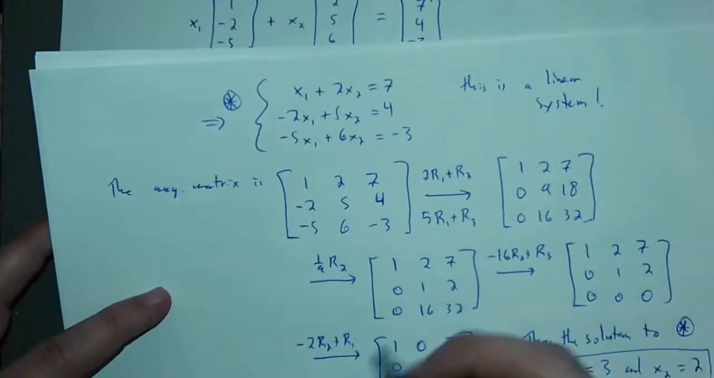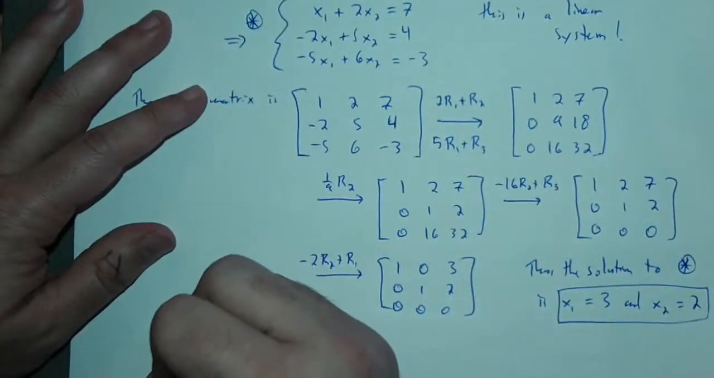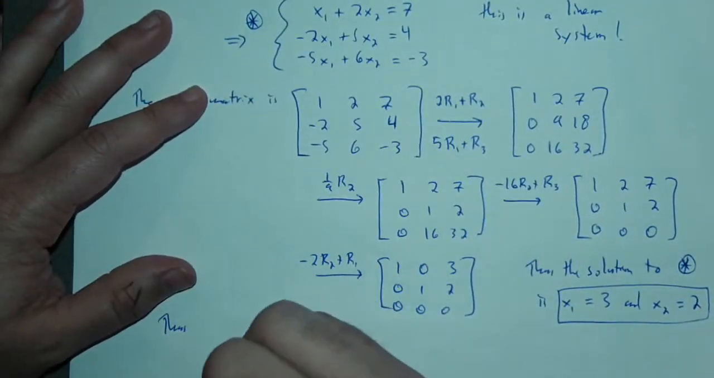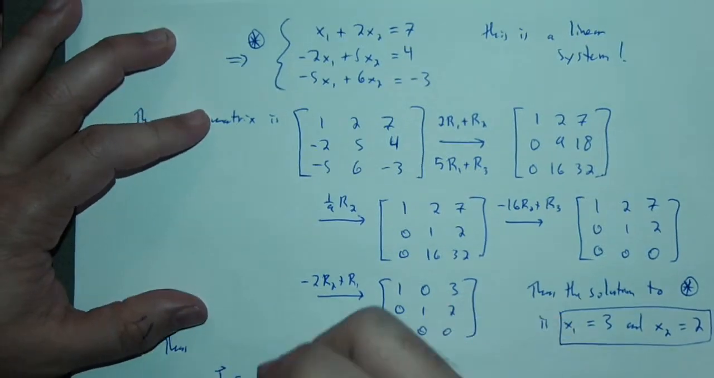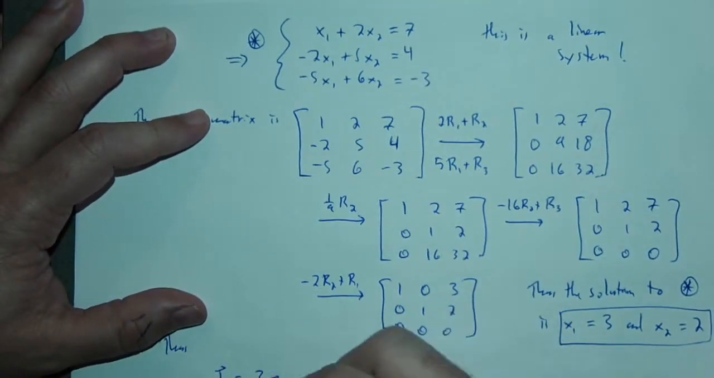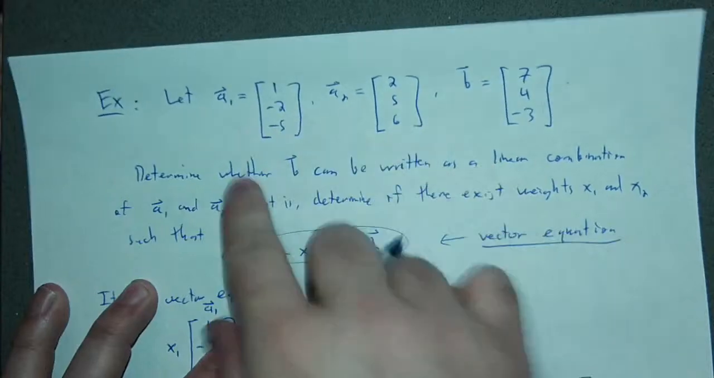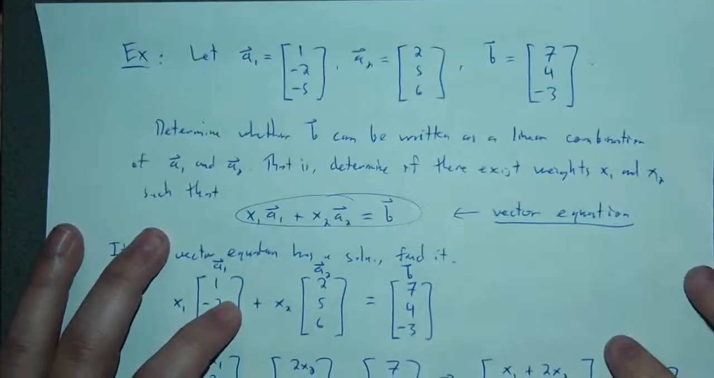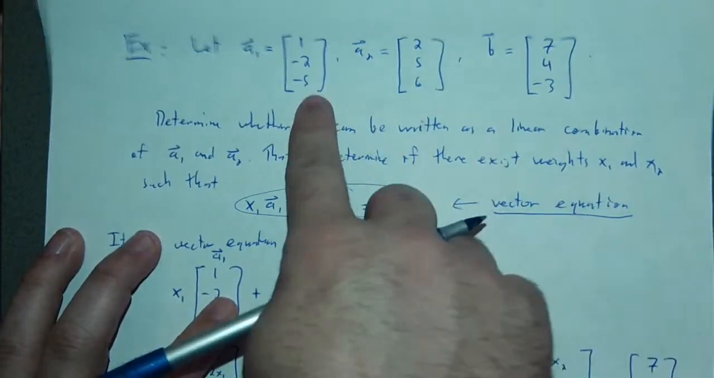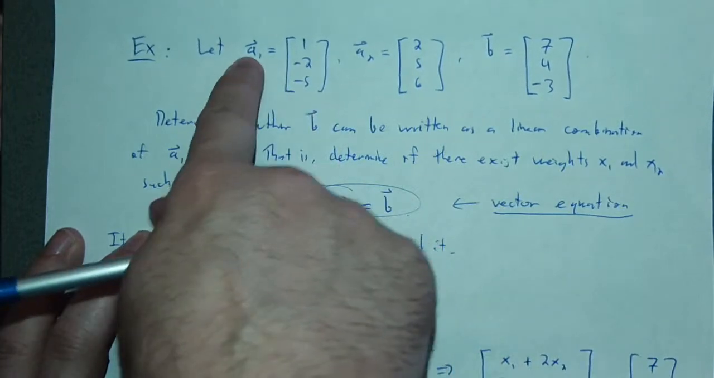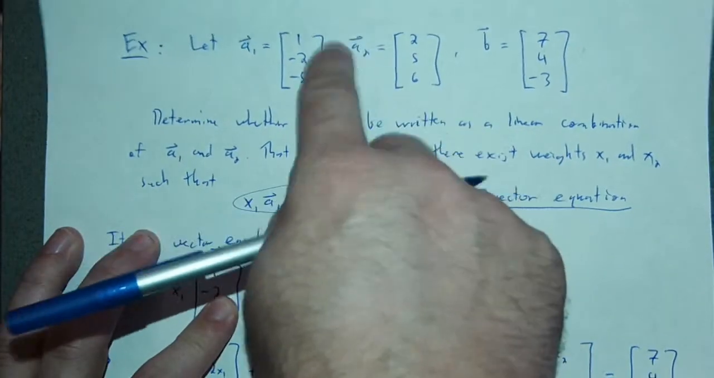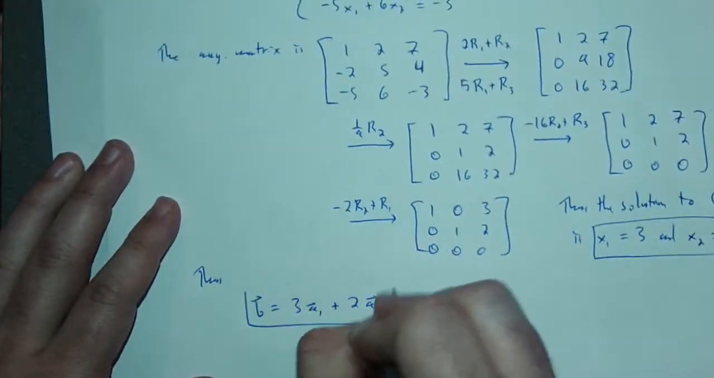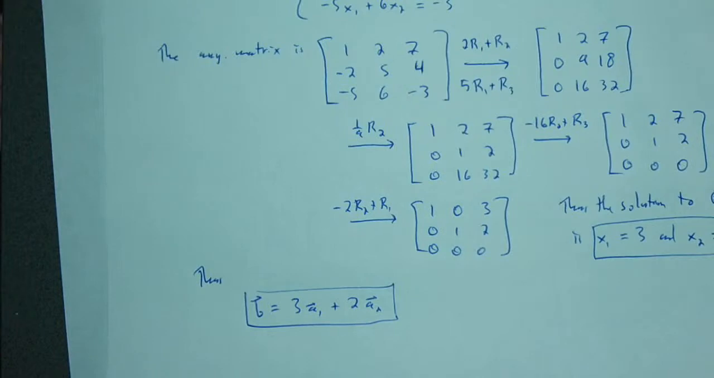Thus we have solved it: b is equal to 3 times a sub 1 plus 2 times a sub 2, and this can be checked. If you take 3, multiply by a sub 1, add to that 2 times a sub 2, you get b. All right, so that is our answer to that.